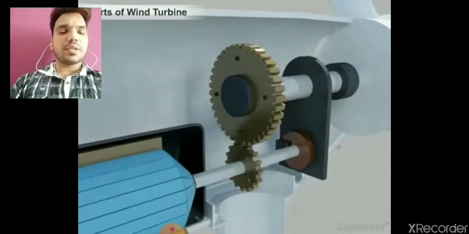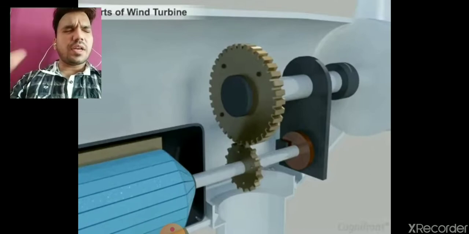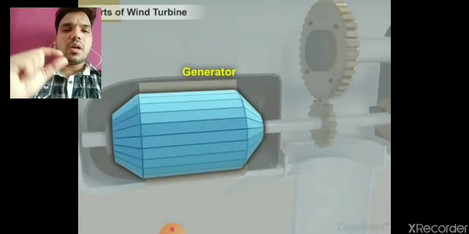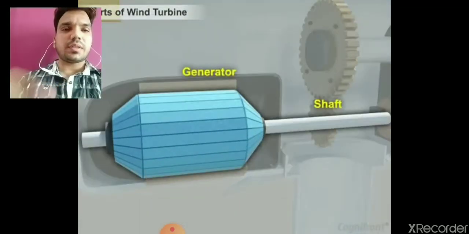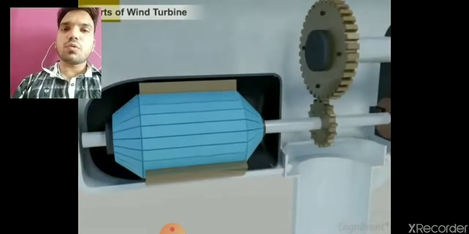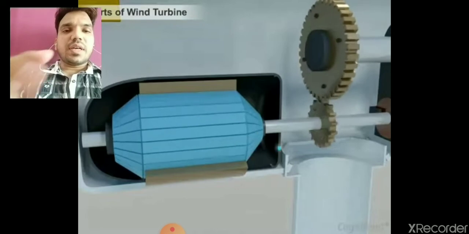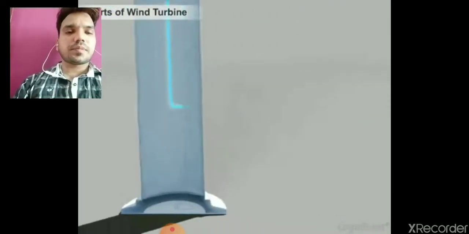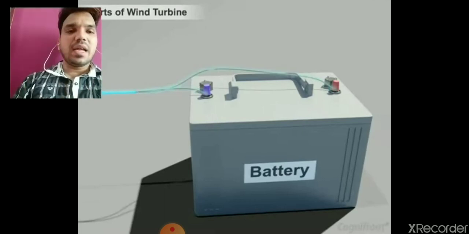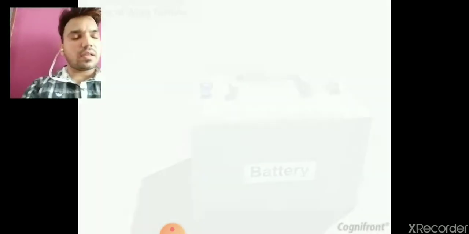Gearbox: it transfers motion from the input shaft to the output shaft. The shaft is connected to the generator. The generator rotates and electricity is produced. It comes through wires, to the battery and directly to houses.